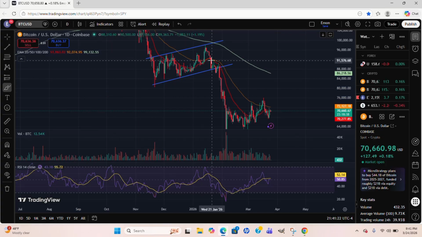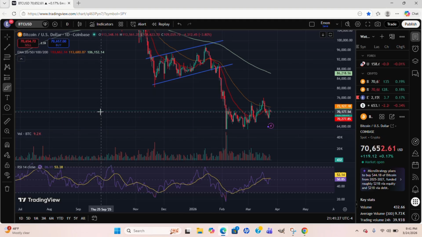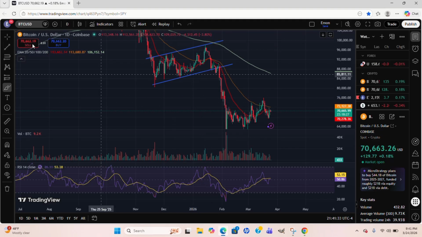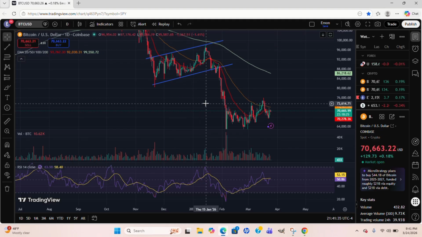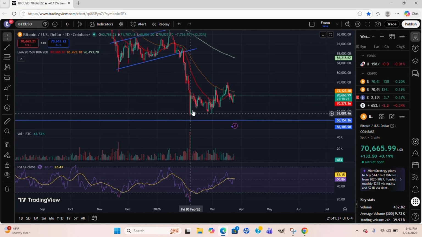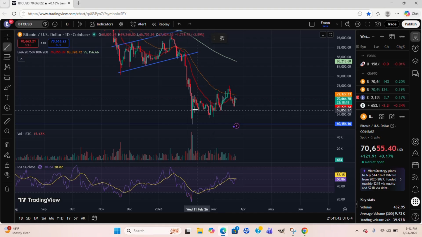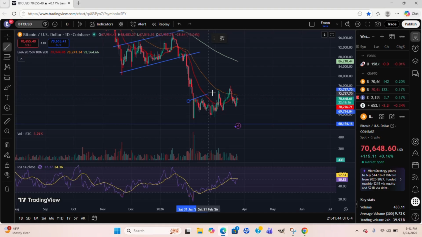So ascending channels are usually bearish. That means it moves down, and descending channels are bullish. So we drew one ascending channel here. Now, what you can see here is it's making another ascending channel, right? Hold on. Let's draw this ascending channel here.